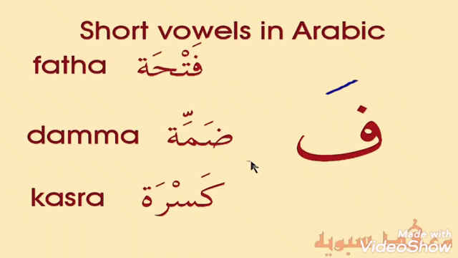Al-dhamma will be as follows. It's like a small wow. And we have the kasra, which is like a fatha, but on the bottom. So let's assume that this is the line where we write. The fatha would be on top of the letter. Dhamma would be on top as well. And kasra would be on the bottom. So fatha, dhamma, kasra. So that's just the terminology, and inshallah we'll find out how they're actually pronounced.